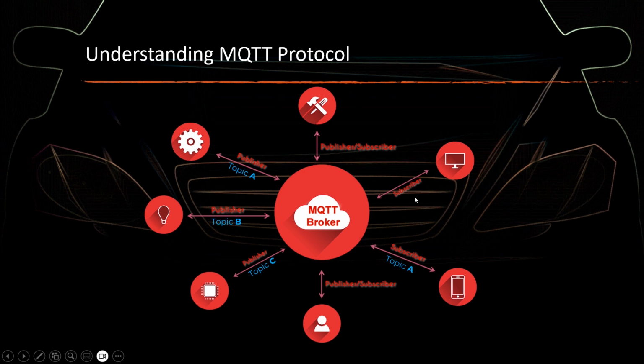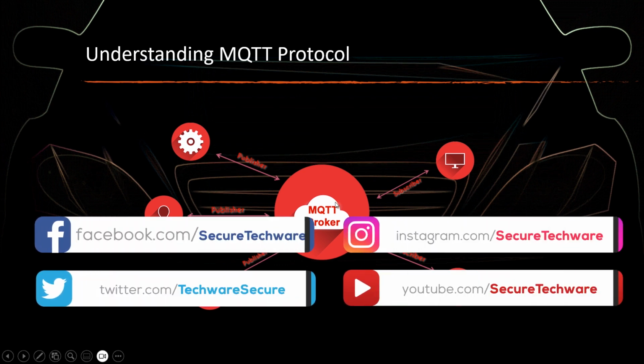A subscriber can also subscribe to more than one topic. Over here you can see a subscriber who has subscribed to two topics, topic A and topic B. Whenever the publisher publishes data on topic A and topic B, it will automatically be received by this subscriber. So this is the simple MQTT protocol. There are basically three terminologies which you have to remember: the MQTT broker, the publisher, and the subscriber. This is what the MQTT protocol is.